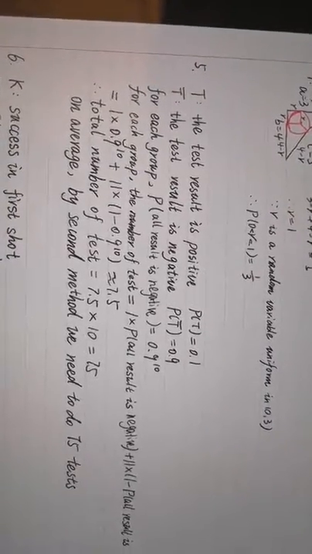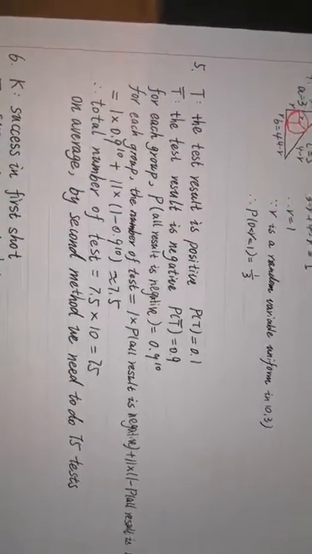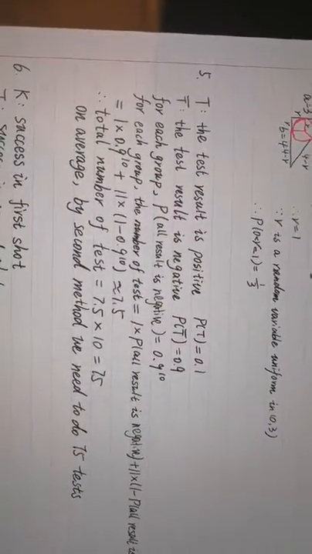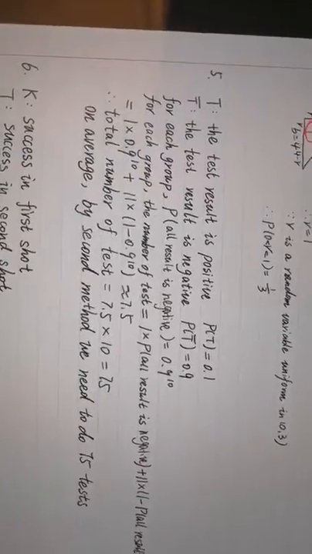Method 1 is that we test each person one by one, so we have to do 100 tests. Method 2 is that we divide 100 people into 10 groups with 10 people in each group. Then mix 10 people's blood and test the mixture. If the result is negative, then everyone in this group is negative. If the result is positive, then we test these 10 people's blood one by one. Now the number of tests becomes 1 plus 10 equals 11.